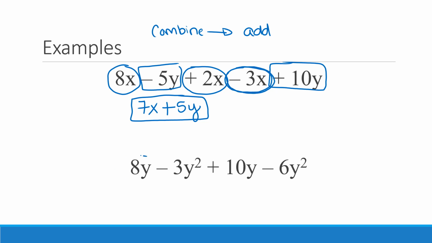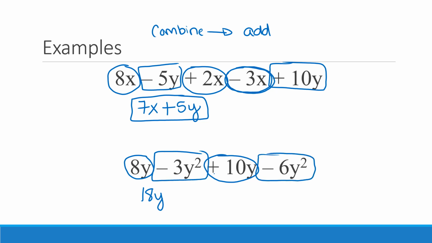Combining like terms with this one, I've got 8y and I've got a positive 10y. So 8 plus 10 is going to give me 18y. Notice I don't change my variable when I'm combining. I just leave this y. And then I've got negative 3y squared and negative 6y squared. So negative 3 plus negative 6 is going to give me a negative 9y squared. Again, I can't combine these because they have different exponents. This would be my final answer.